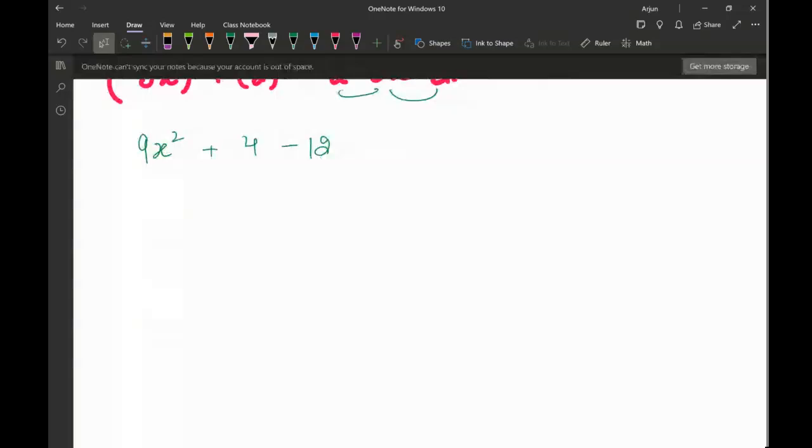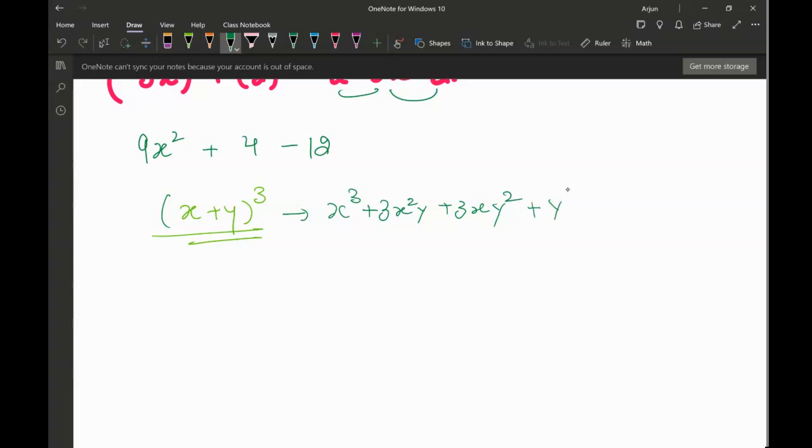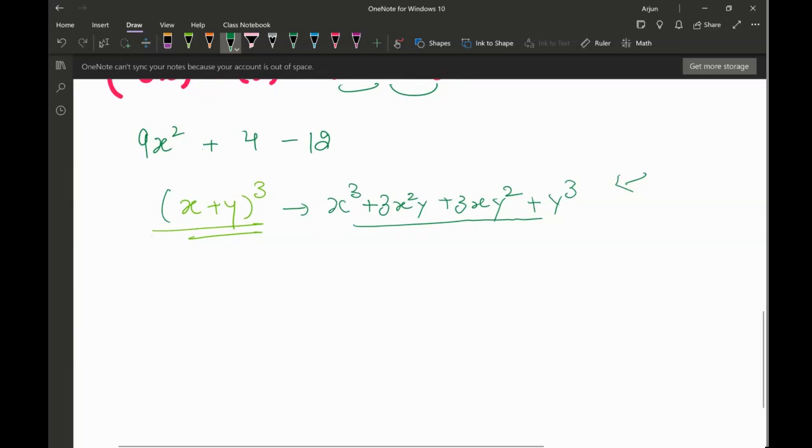The next question looks like a cube, meaning x plus y whole cube. Earlier we were talking about the square, now with the cube. So the formula for that one is x cube plus 3x square y plus 3xy square plus y cube. If this formula is not given to you in your formula booklet, you can note it down in your formula booklet too. I will allow you for the exam too.